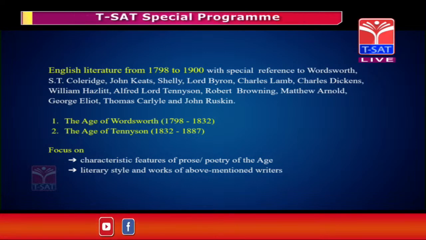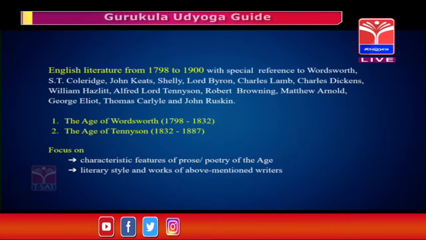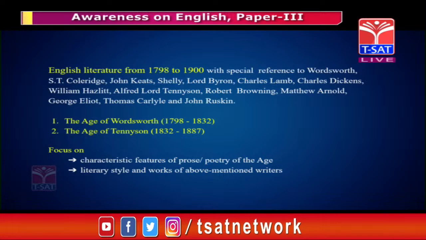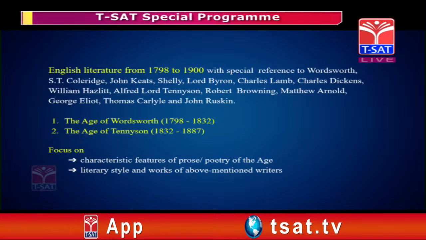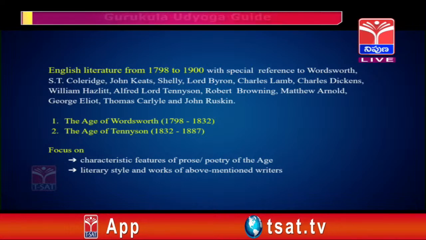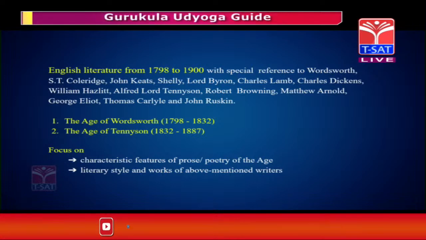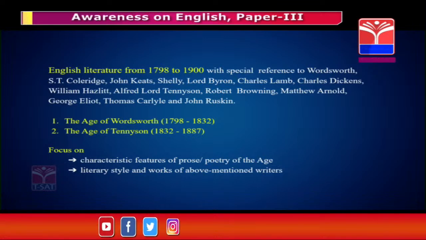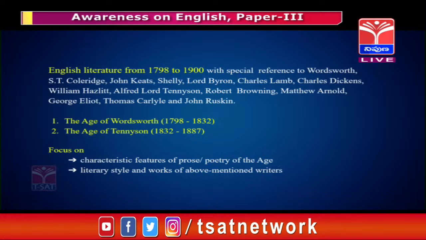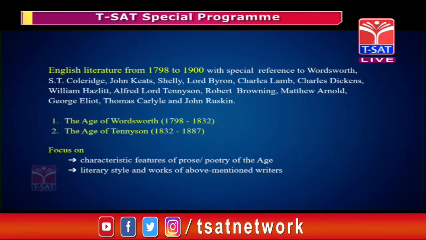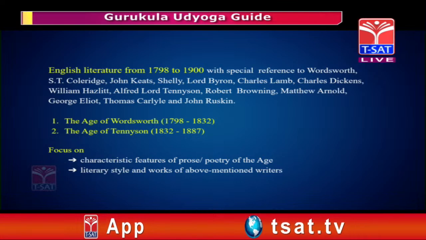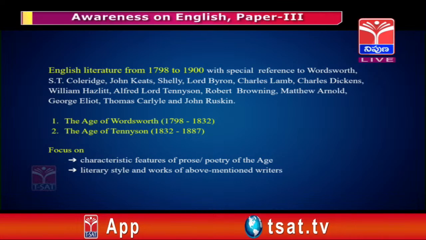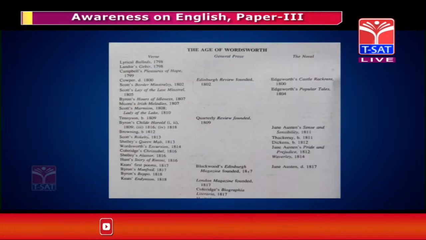Now when you look at the literature of this period, again I am suggesting that you focus on 2 major things. What are the characteristic features of the prose or poetry of that age? Secondly, what is the literary style and works of the writers which are mentioned there? So you should know the characteristic features of the age, the writing of that age, and you should also know the major writers of that age, their literary style, and also their important work.